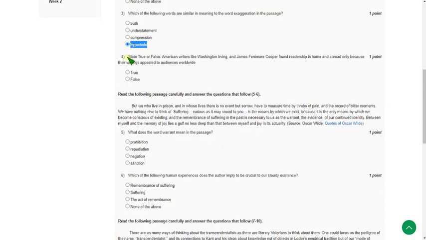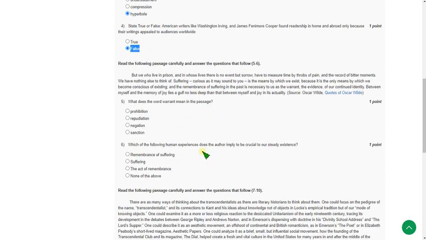The next one, state true or false. American writers like Washington Irving and James Fenimore Cooper found readership at home and abroad only because their writings appeal to audiences worldwide. So the answer for the fourth question is false. And moving on to the fifth question.